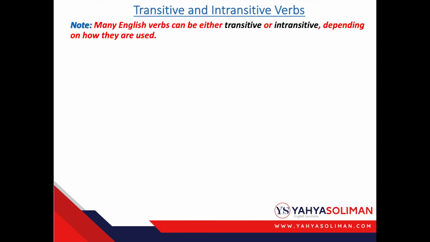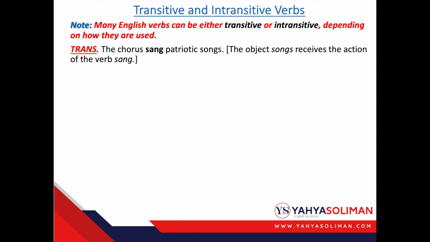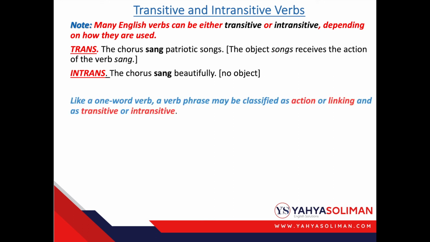Many English verbs can be transitive and intransitive, depending on how they are used. Transitive, for example, the chorus sang patriotic songs. Here the object songs received the action of the verb sang. So sang here is a transitive verb. Intransitive, the chorus sang beautifully. Here no object. That's why the verb sang is intransitive.